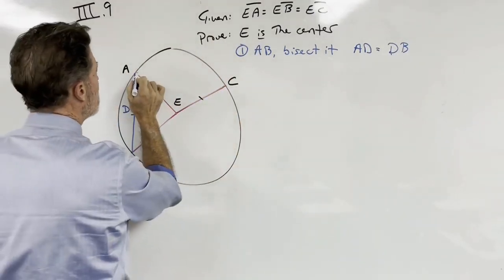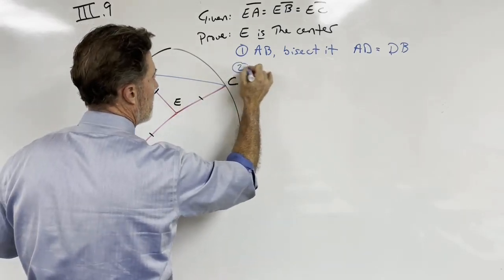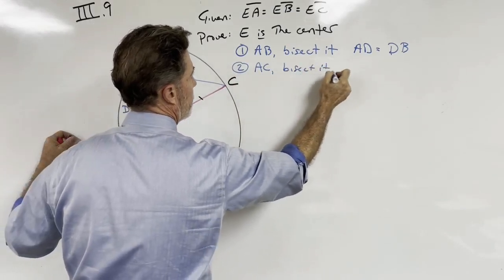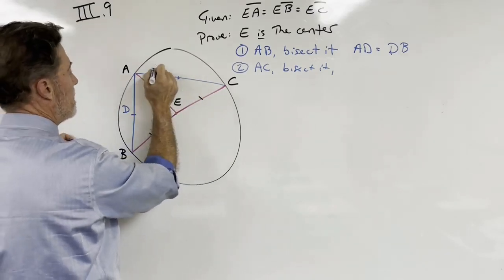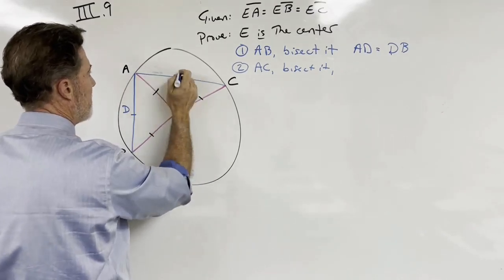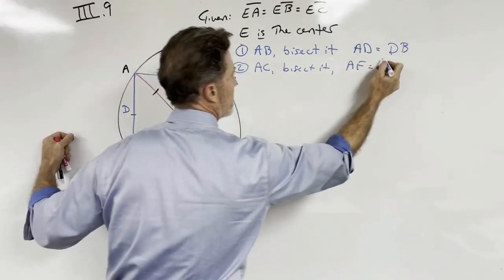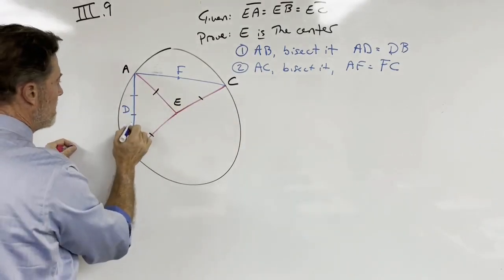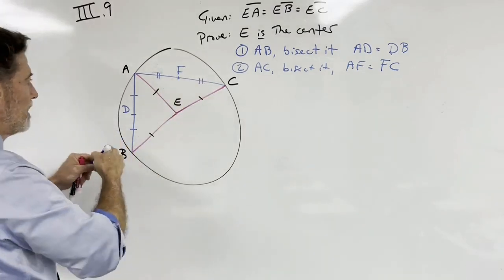And we're going to do the same thing here with AC. We're going to connect AC, bisect it at F, so that AF is equal to FC. So this is going to be equal to this, and this is going to be equal to this.